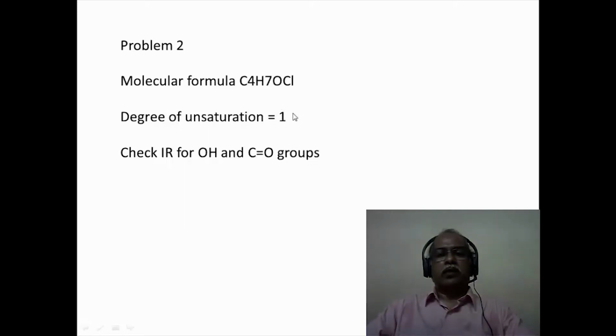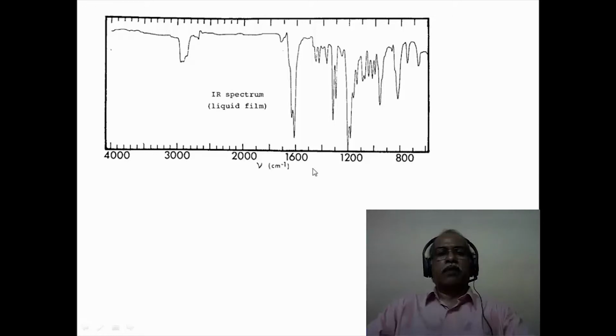This degree of unsaturation could be either a carbon-carbon double bond or a carbon-oxygen double bond, as you can see from the molecular formula. So one should immediately check the infrared spectrum for the presence or absence of an OH group, a carbonyl functional group, and also a carbon-carbon double bond if that is present in the system. Now from the infrared spectrum, one can straight away tell that there is no hydroxy functional group, and there is also no carbonyl functional group because the region between 1660 to 1700 is completely blank. There is a peak at 1600 or so.